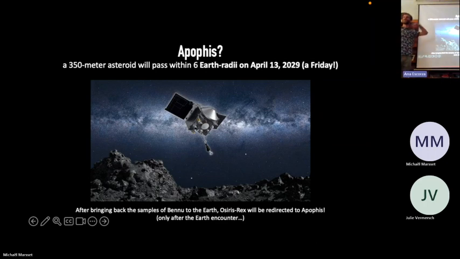Remember OSIRIS-REx, it's going to bring the sample from asteroid Bennu back to the Earth, and then they calculated with clever orbital dynamics that it can be redirected to Apophis, but only after the Earth encounter. So you won't witness the close encounter, but maybe we can see what the freshly shaped asteroid surface looks like. That I think is likely to happen.